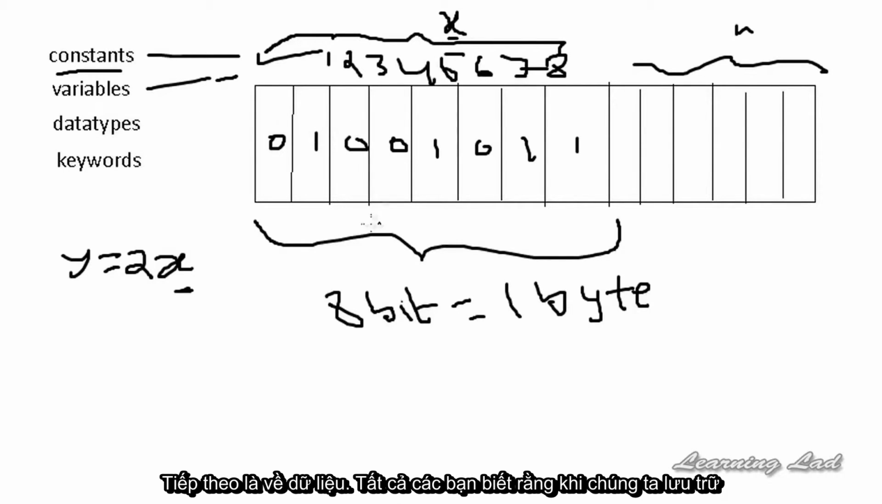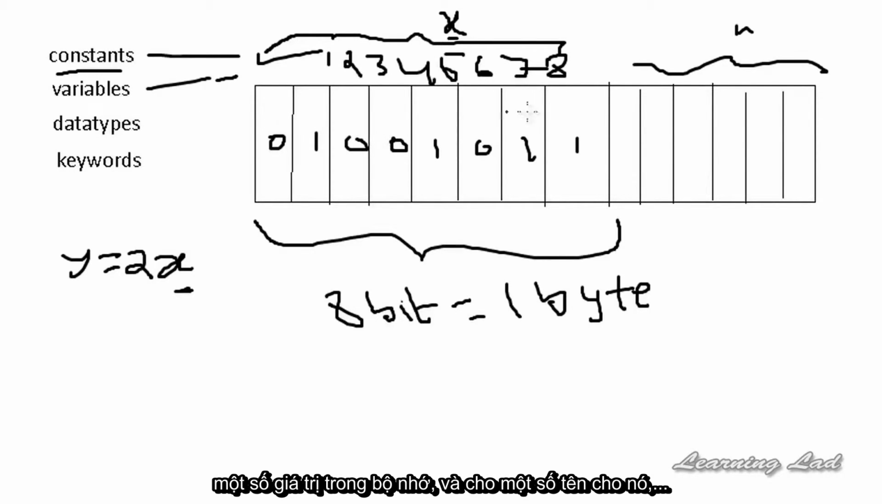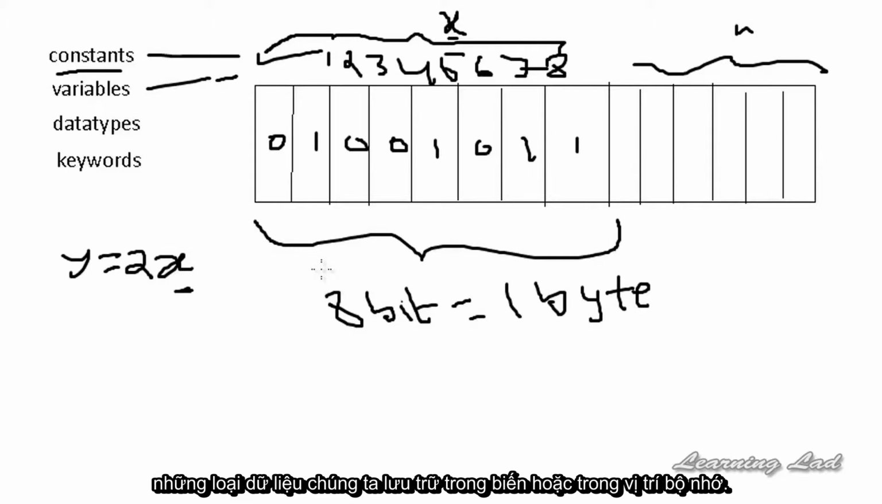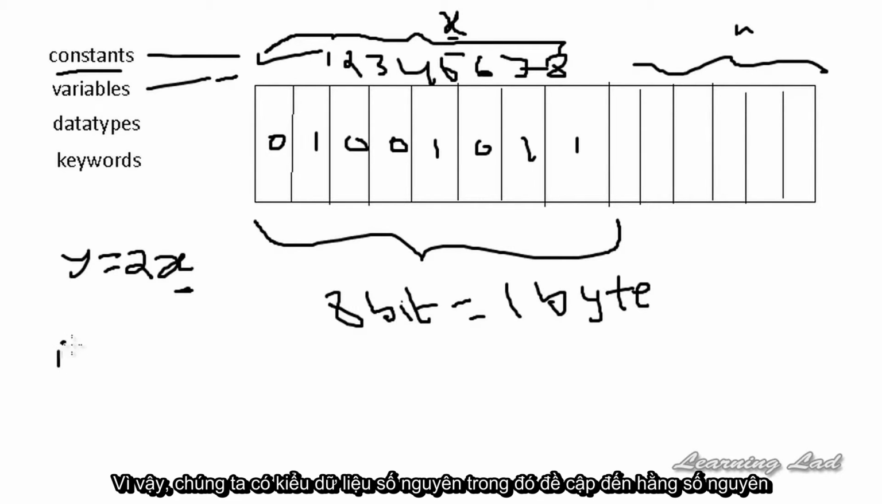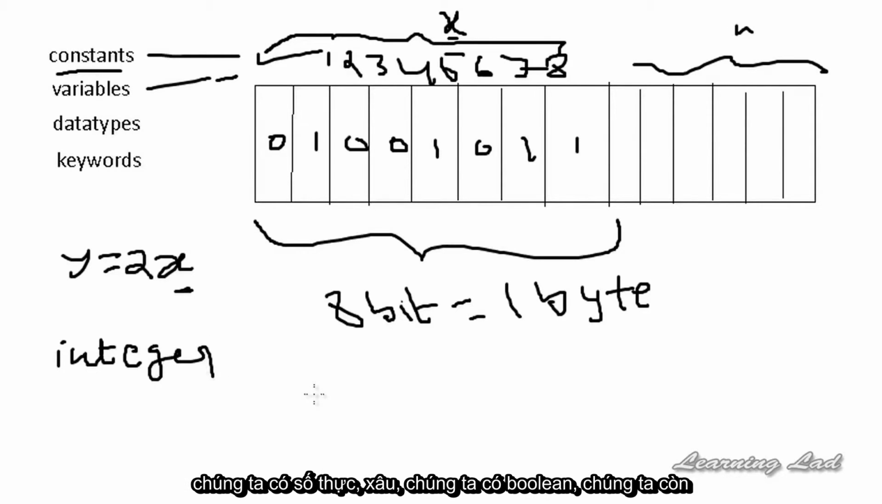So next is about the data types. So all of you know that when we store some values in our memory locations and give some name to them, the compiler wants to know what type of data we are storing in that variable or the memory location. So the type of data stored in a variable is called data type. So we have integer data types which refer to the integer constants. We have character data types which refers to character constants.